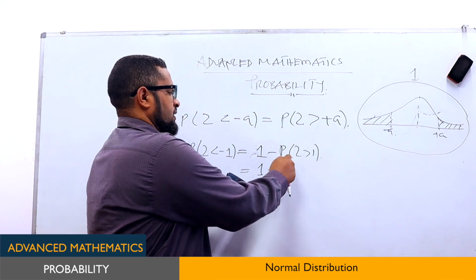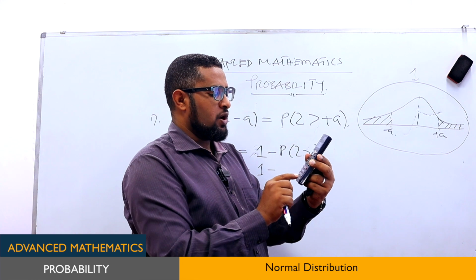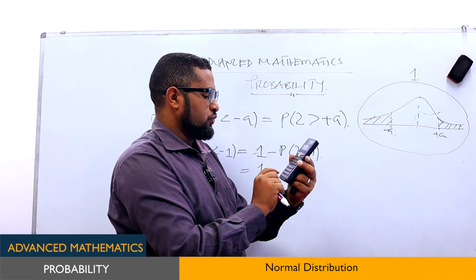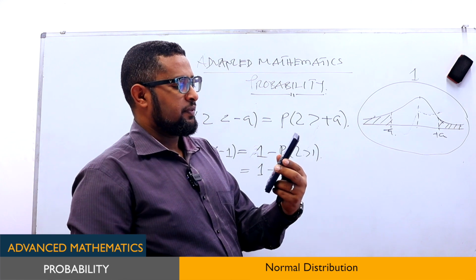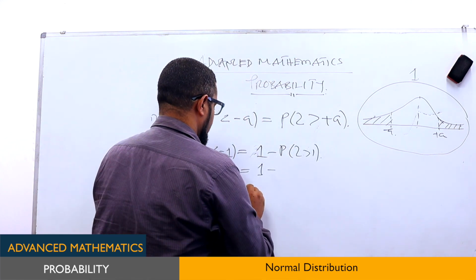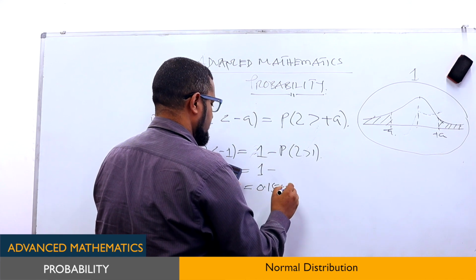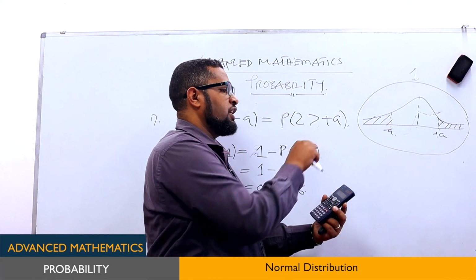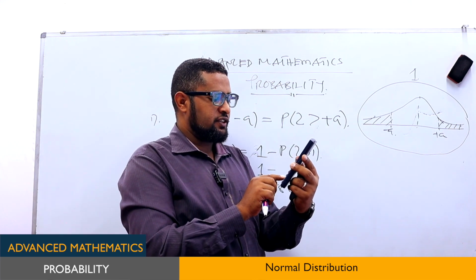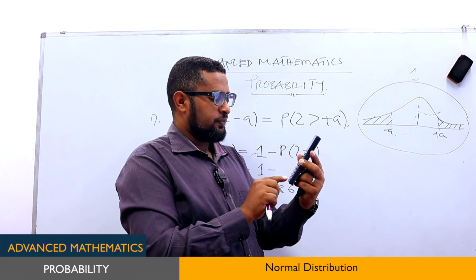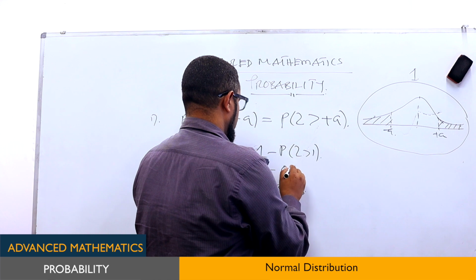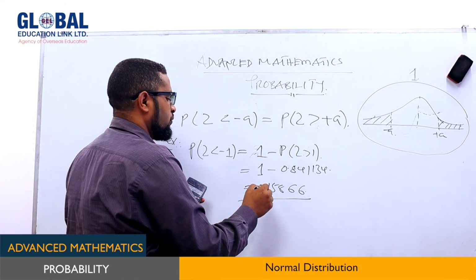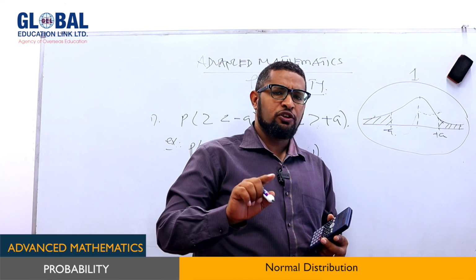But for our case here, just write 1 minus shift distribution of P equal to 1. If you put equal to 1, then you will obtain the value 0.15866. That is direct, but you need to find the probability of Z equal to 1 using your calculator. For that case, it is 0.84134. So if you subtract, you will get 0.15866.